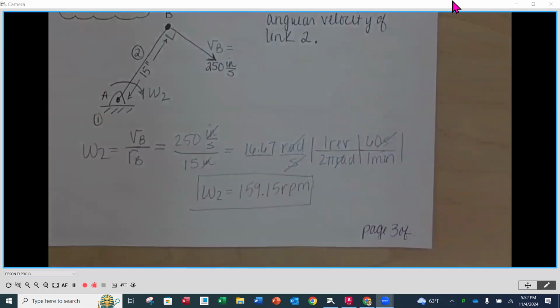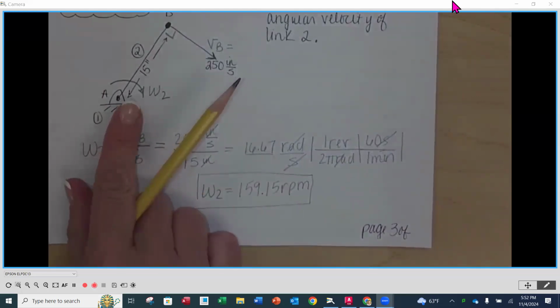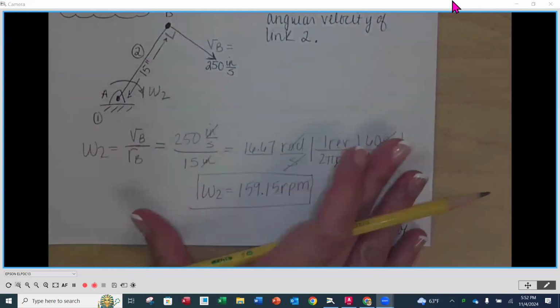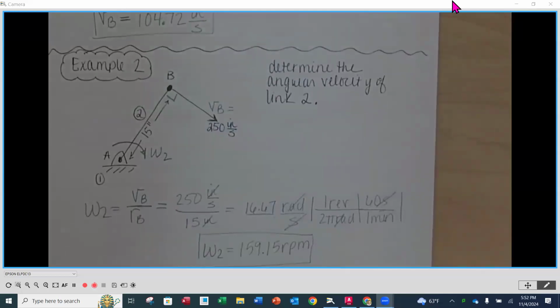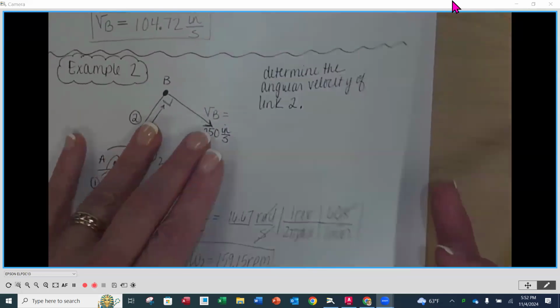The direction is given up here by your label. So make sure in the diagram that you label the 250 inches per second. That's VB. Show the direction of W2 being clockwise and label W2, and then write everything out here and convert your final answer to RPMs. Okay. So any questions on example 2? All right, this is fun.